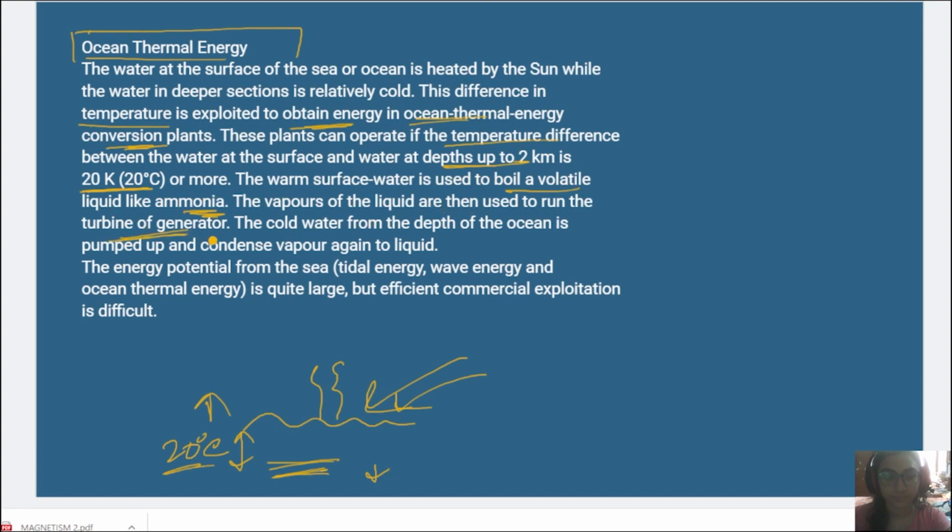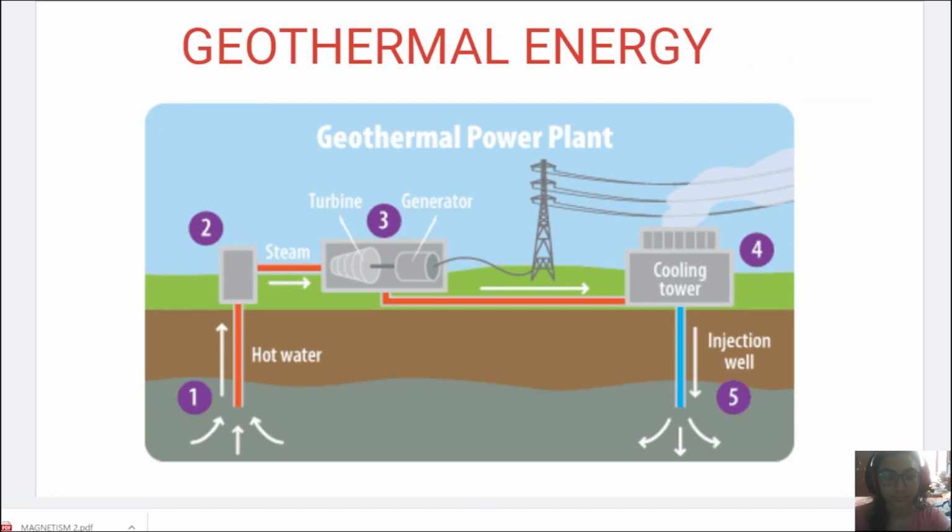So again, a similar thing is happening, that due to the difference in temperature, the warm water surface is used to boil a volatile liquid. This ammonia is again helping to turn the turbine. Again, electricity is being formed. The energy potential from the sea is quite large, but efficient commercial exploitation is difficult. This whole thing sounds very nice in theory, but to put it into application or to put it into use, it is actually a little difficult.